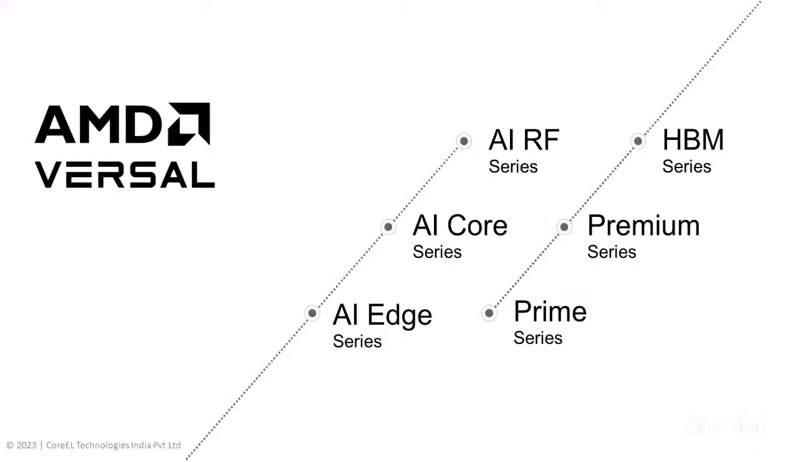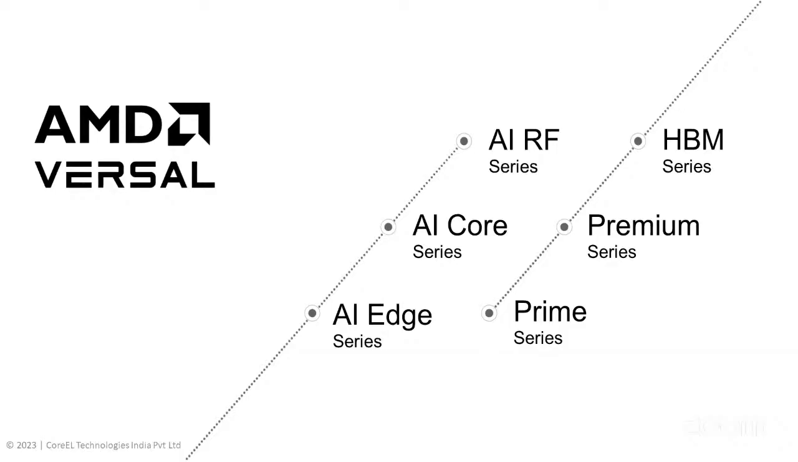So in Versal, we have multiple families again, similar to our Artix, Kintex, Virtex, right? So inside Versal, we have Versal AI RF, Versal AI Core, Versal AI Edge, HBM, Premium, and Prime series, right?